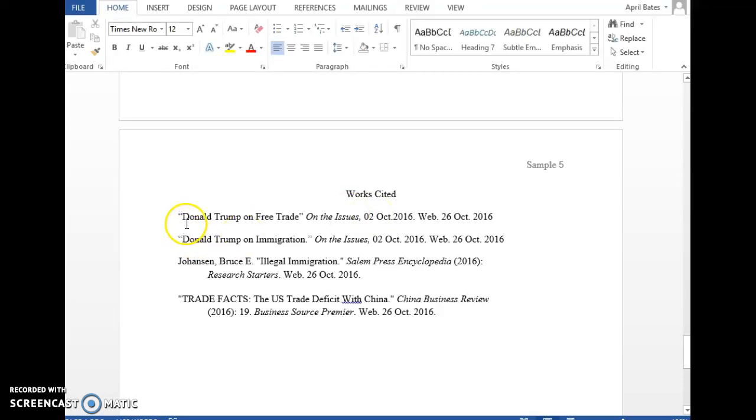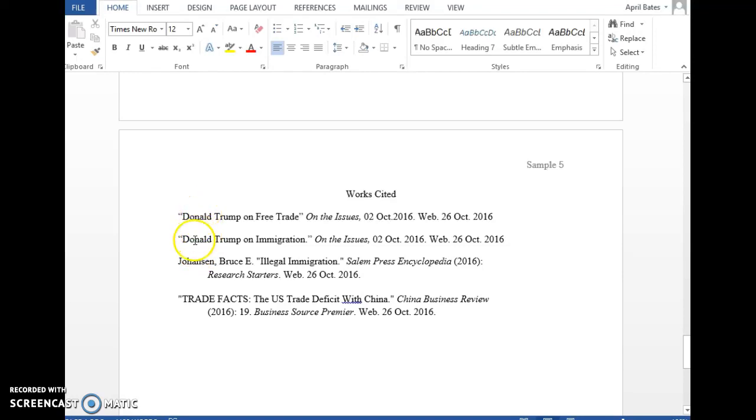So notice we have a couple of sources here: Donald Trump on free trade, Donald Trump on immigration, Johansson, Bruce E. So that's an author's name, and then trade facts. So these are all the sources. This is 4 sources that they had to use. Notice that they are in alphabetical order by the first word.